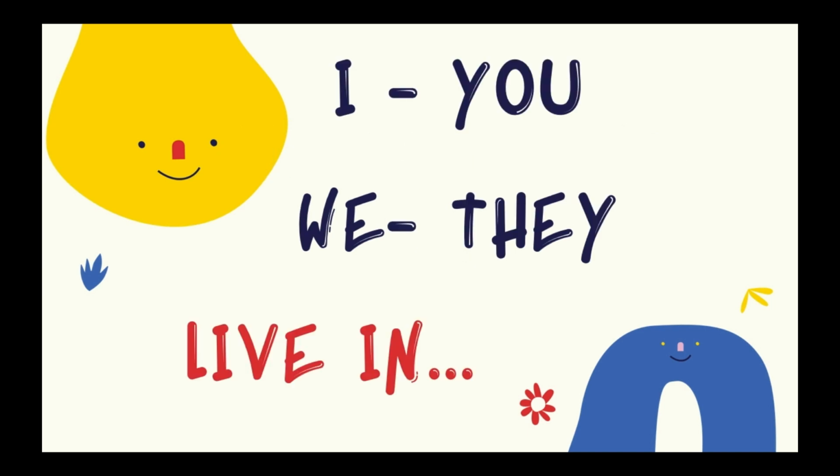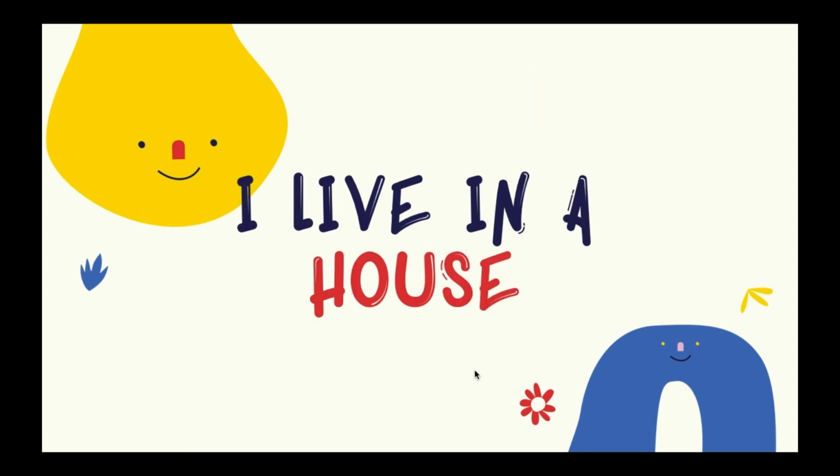I want you to remember we use the subjects I, you, we, they with the verb live, right? So I, you, we, they live in. This time there is no S added to live. It is just L-I-V-E. So you can say I live in, you live in, we live in, and they live in a big house, right?